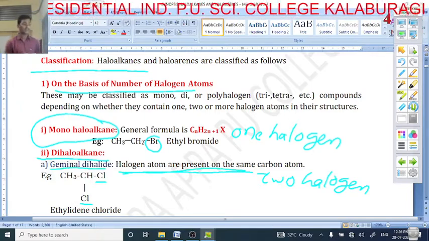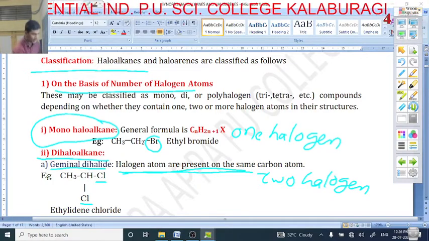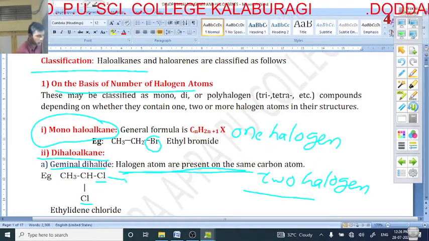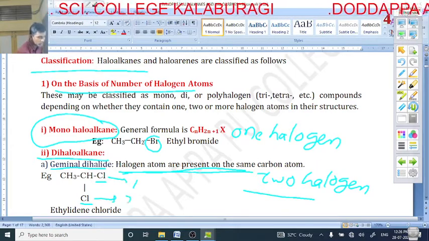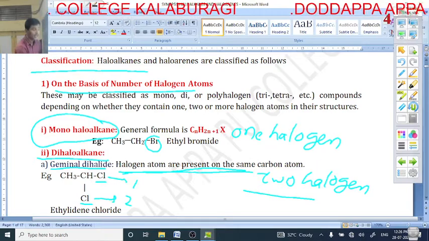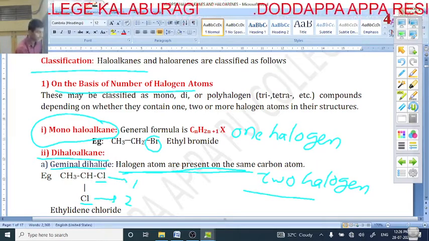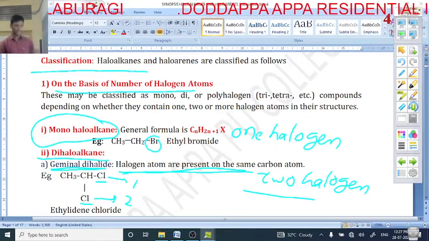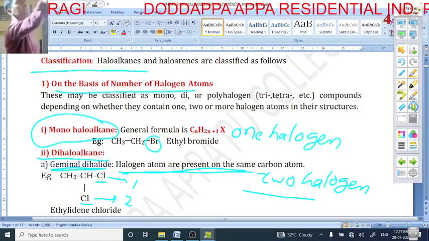It is called geminal dihalide. It is a dihaloalkane. Why is it called dihaloalkane? It contains two halogen atoms, Cl number 1 and Cl number 2, but these two halogen atoms are on the same carbon. So this type of haloalkane is called geminal dihalide.